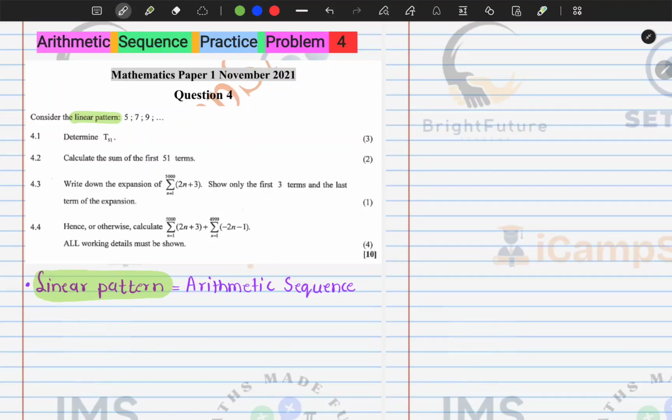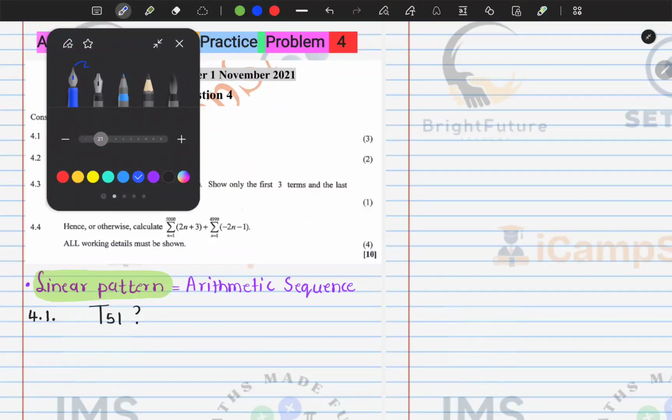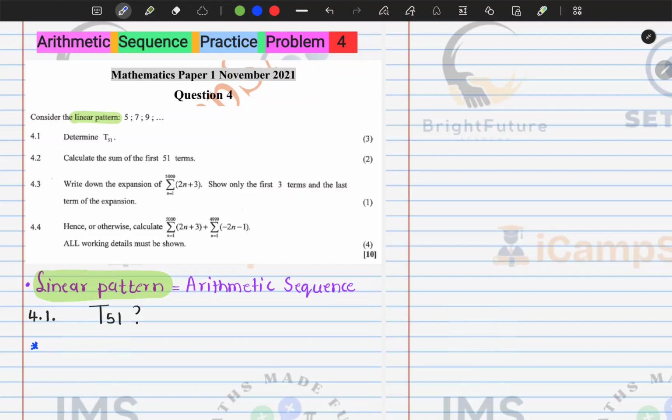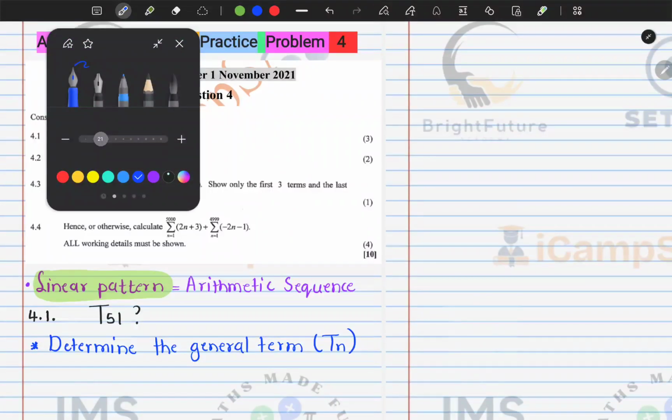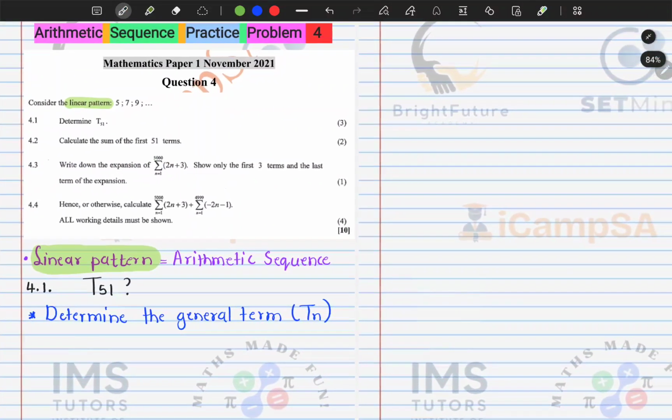Let's have a look at the first question, 4.1. So 4.1 requires us to determine T51. What we first need to do is to actually determine the general term, because after we find the general term Tn, we'll then be able to quickly substitute 51 into our equation and we'll be able to get what T51 is. So let's go ahead and do that.